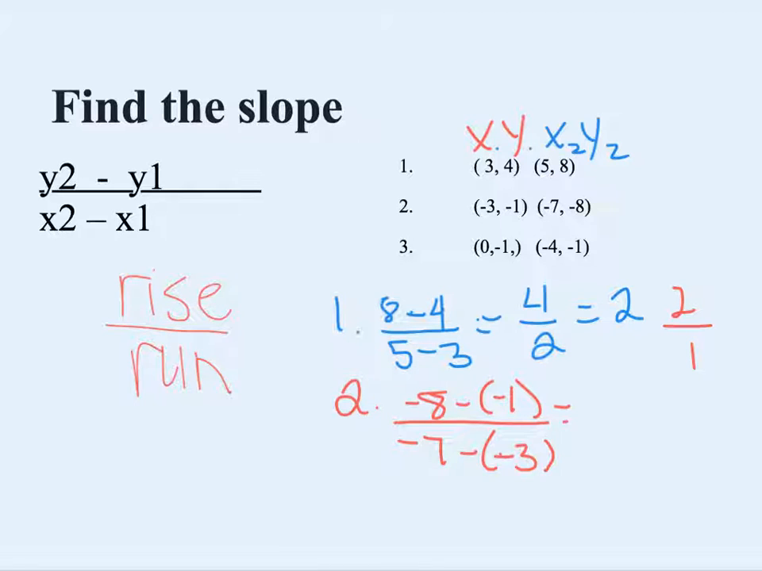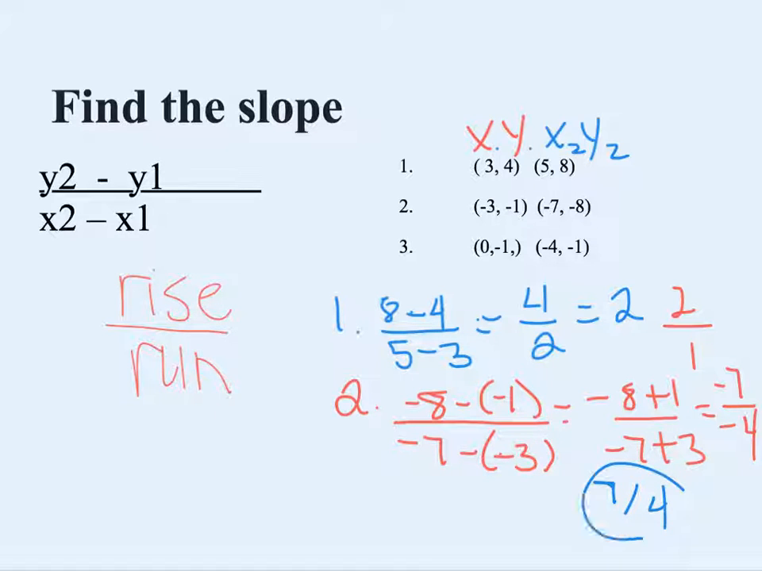All right, is this the setup you got? If you did, we have a negative right next to a negative, so that's going to be a positive. So that's a negative 8 plus 1 in the numerator. A negative right next to a negative, that's going to be a positive. So we get negative 7 plus 3. Let's simplify it and see what we get. Okay, we get negative 7 over negative 4, and a negative over a negative is a positive. So the final answer is 7 over 4. And that's the slope.